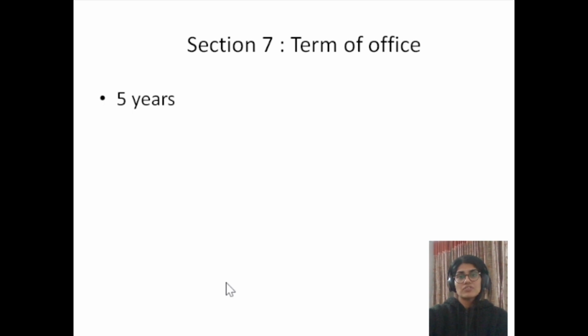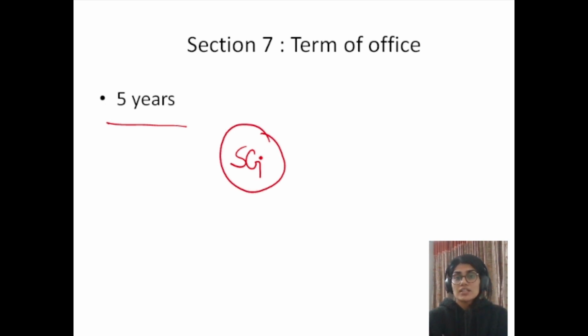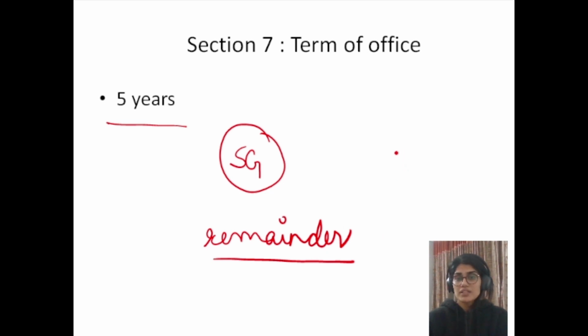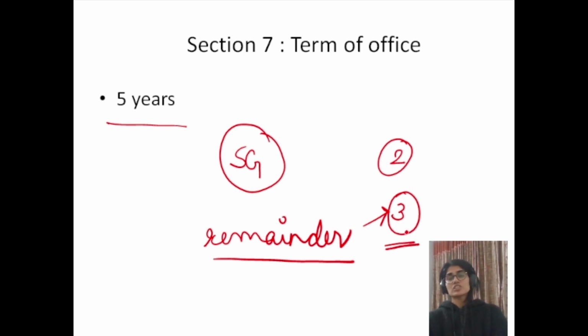Now coming to section number 7, which tells about the term of the office. So this office is going to be for 5 years, but the state government can dissolve it earlier also. And if such a dissolution occurs, the newly constituted municipality members are not going to stay for another 5 years. They are just going to govern it for the remainder of the term. For example, if the last municipality was dissolved by the government after 2 years, then 3 years of the term is left. So the remainder of the term is 3 years, for which the newly constituted municipality is going to work.